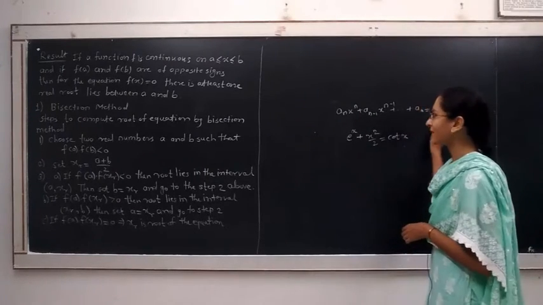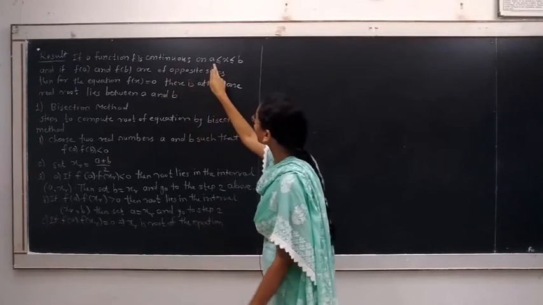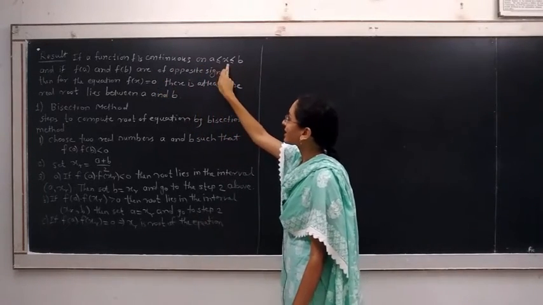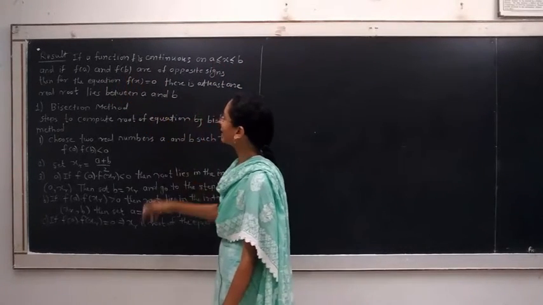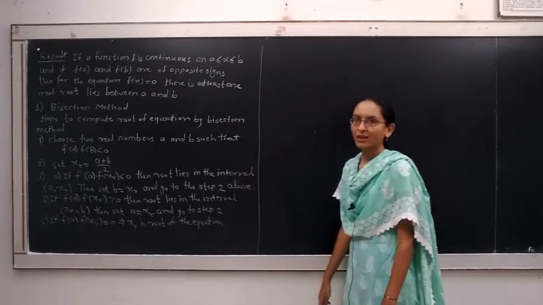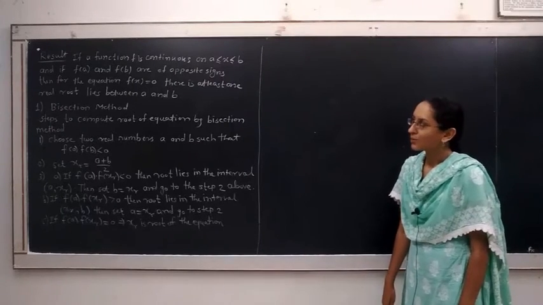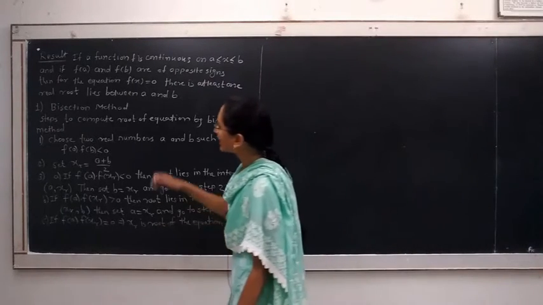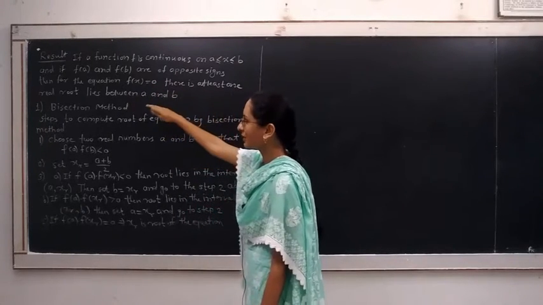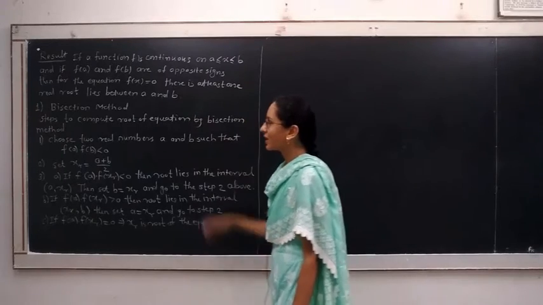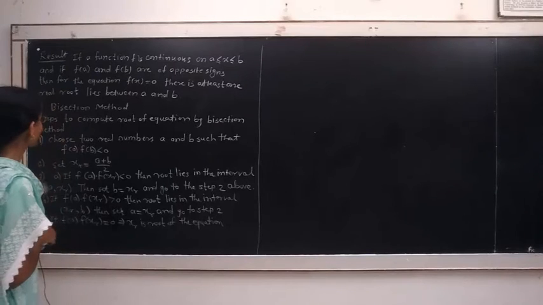Before that, there is one result. If a function f is continuous on the closed interval [a, b], and if f(a) and f(b) are of opposite signs, meaning if f(a) is positive then f(b) is negative, then for the equation f(x) = 0, there is at least one real root lying between a and b. This is the result. In the bisection method, that result is used.